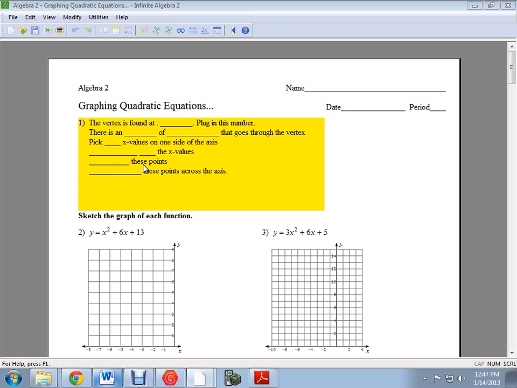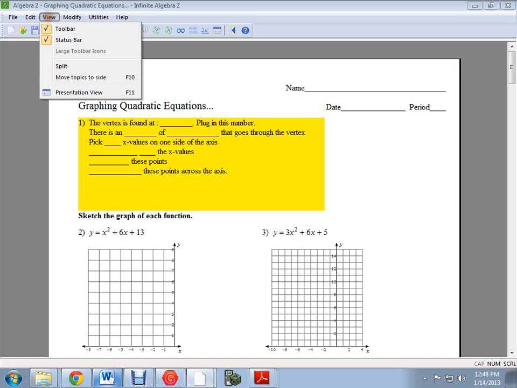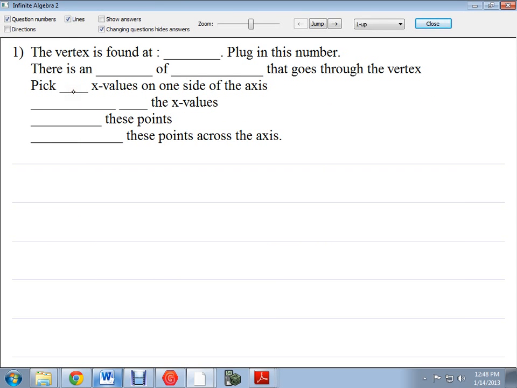All right, anyway. What we are going to do is talk about the notes first, and we're going to go through each of the blanks, and after we fill in the blanks from the notes, we're going to do some sample problems. So the first thing that we want to do is find the vertex.